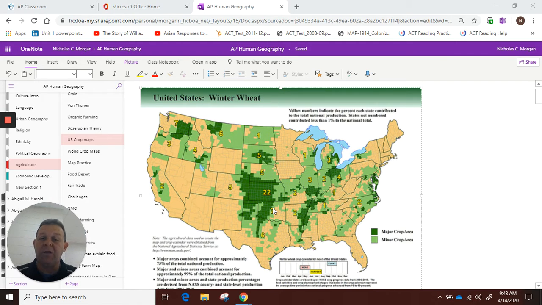But what they very well may ask you to do is explain the distribution pattern, or explain or describe why that pattern exists. I think that's the thing when we study maps. Why does this religion dominate here? Why does this language dominate here? Why is this crop grown here? That's what you guys need a lot of practice with.